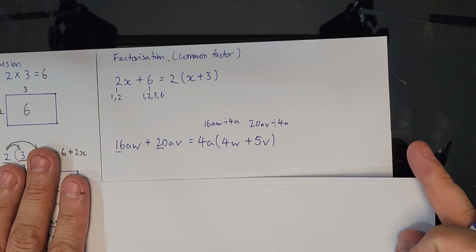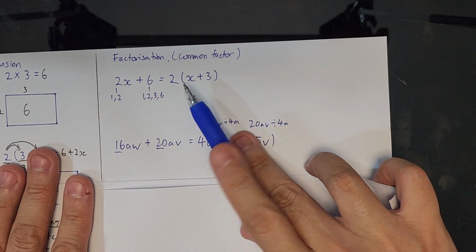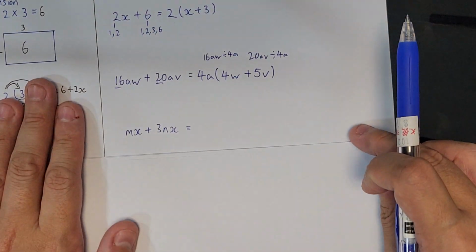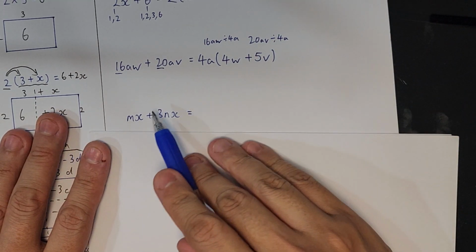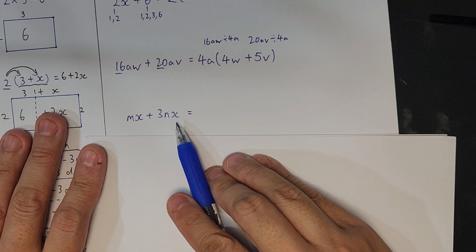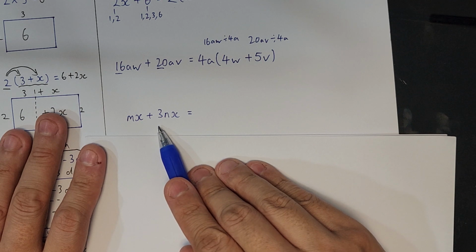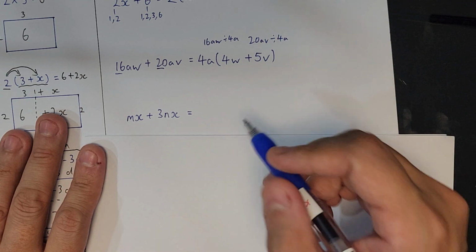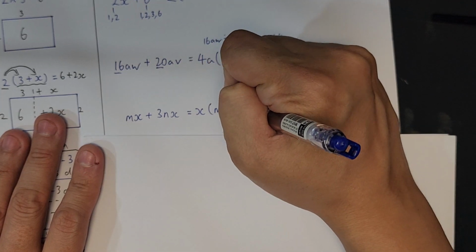Now, if I extend this further, common factor is not limited to just a number or a single term. In this case, we're going to do a simple one first. The first one, mx plus 3nx. If I look at the numbers, the common factor is 1. So 1 we can basically ignore, because if I divide anything by 1, there's no change. Then I look at the letters, both have x. So the common factor is only x. So this will be x times m plus 3n.